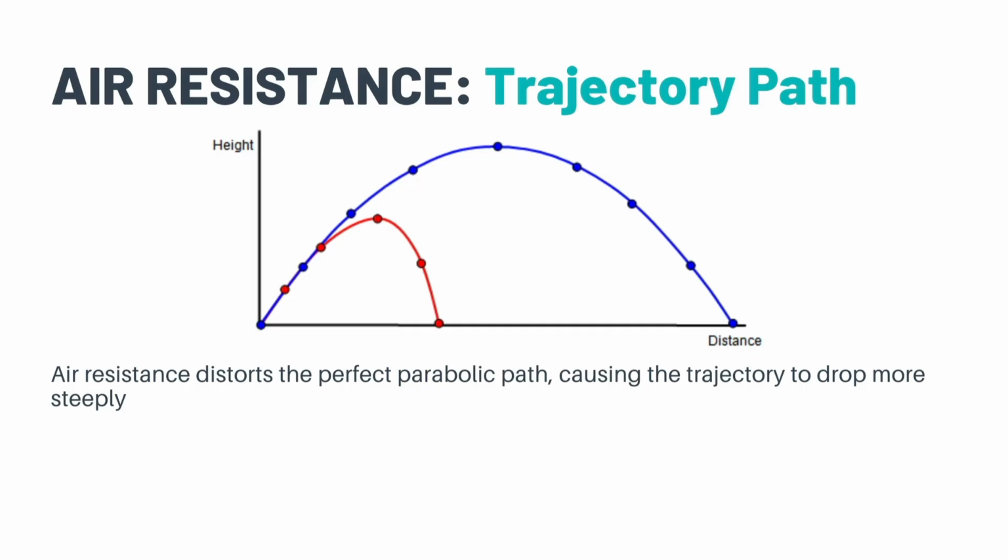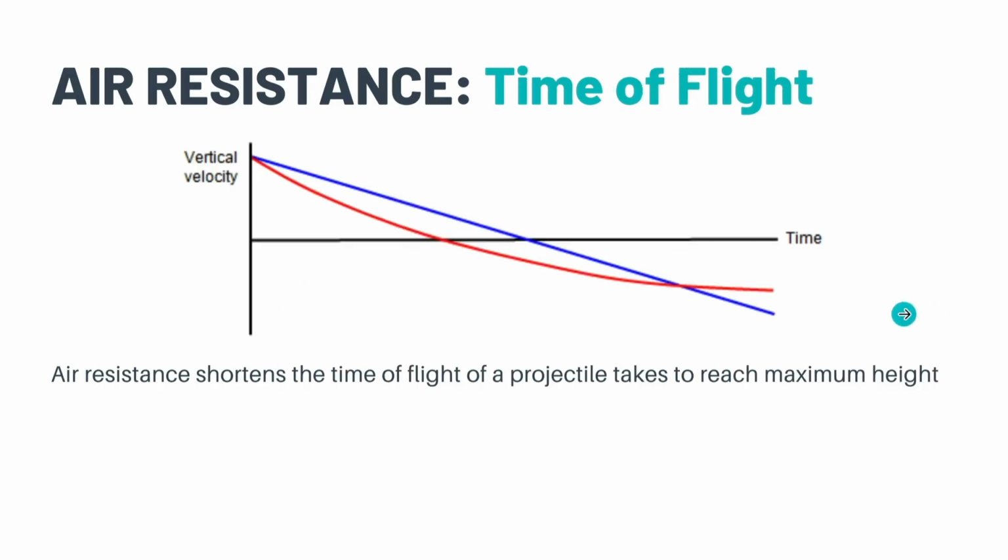In an ideal situation without air resistance, the trajectory of a projectile is a perfect parabola, as shown by this blue line here. However, with air resistance, the path deviates from this perfect parabola shape, and what you can see is this red line here. It doesn't travel as high, and the horizontal distance covered is also reduced. So the trajectory of a projectile with air resistance is less spread out and it drops more steeply than the ideal parabolic path. Now let's look at the effect of air resistance on the time of flight.